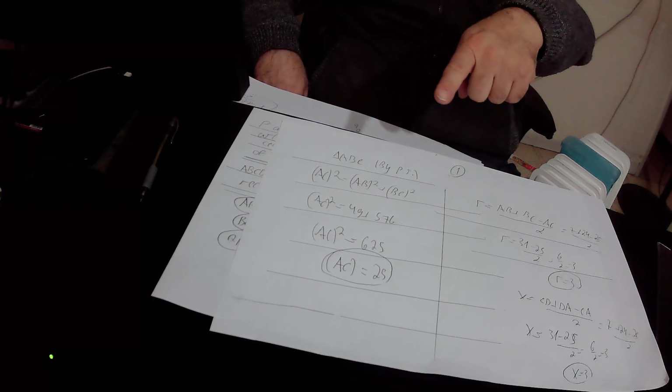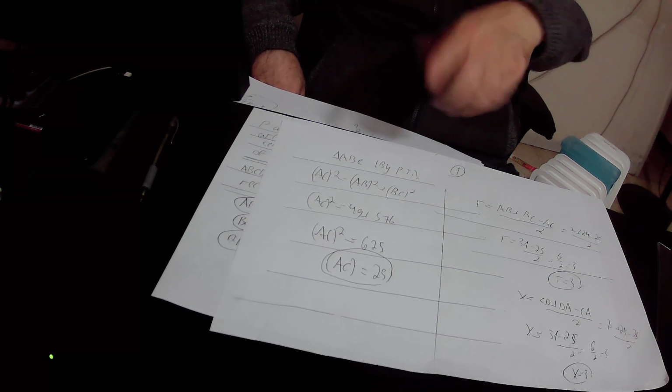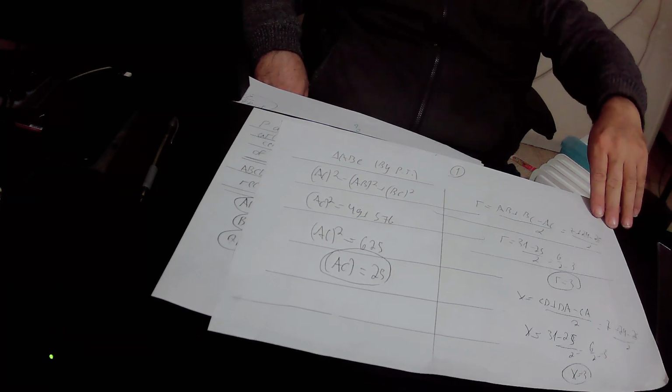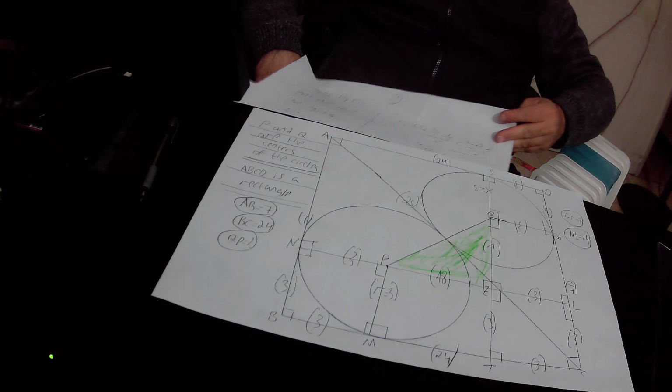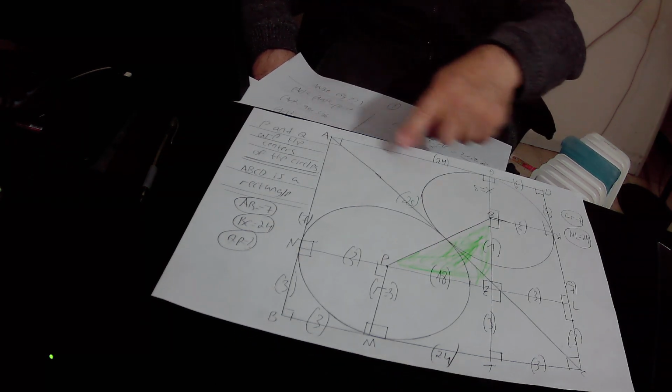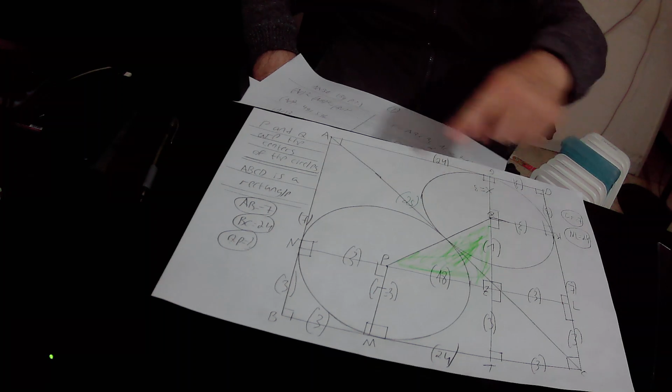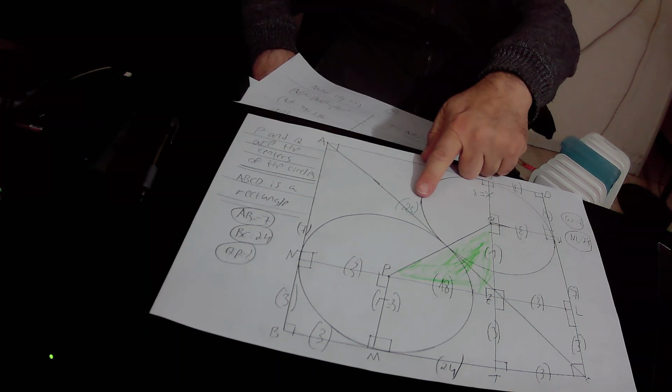We took a root out of this equation, and finally we found that AC equals the square root of 625, that is 25. So we found that the length of the hypotenuse AC of the right triangle ABC is 25 units.